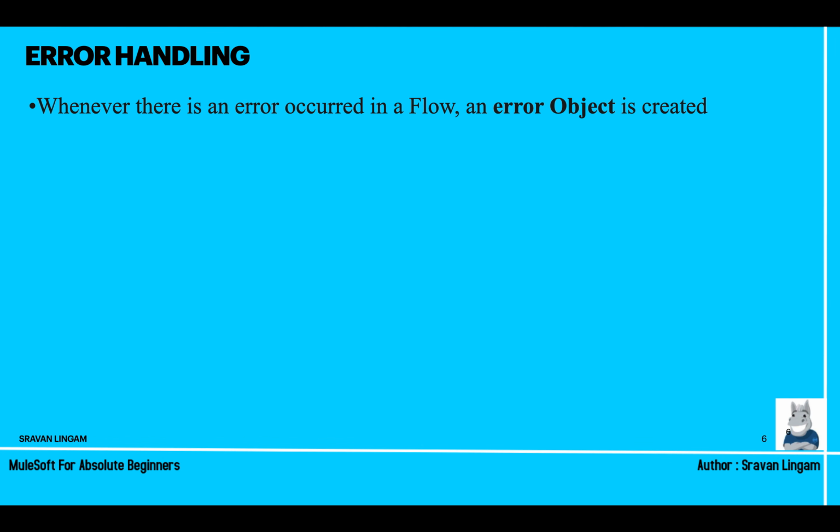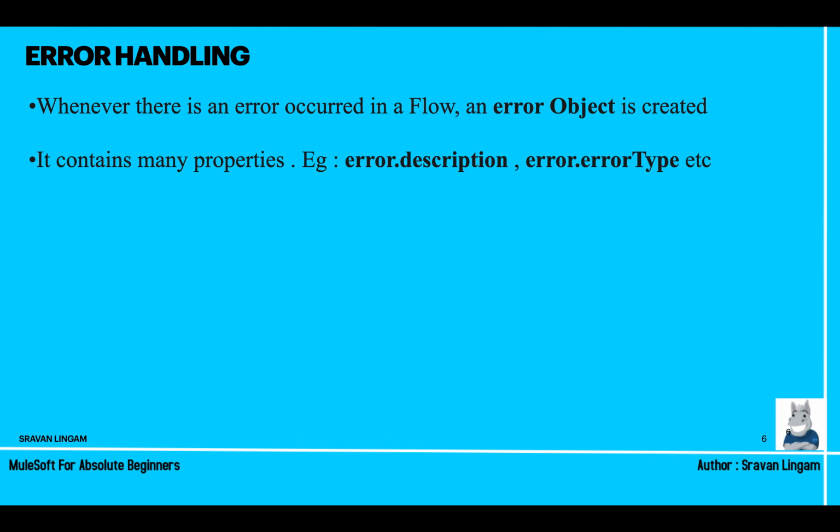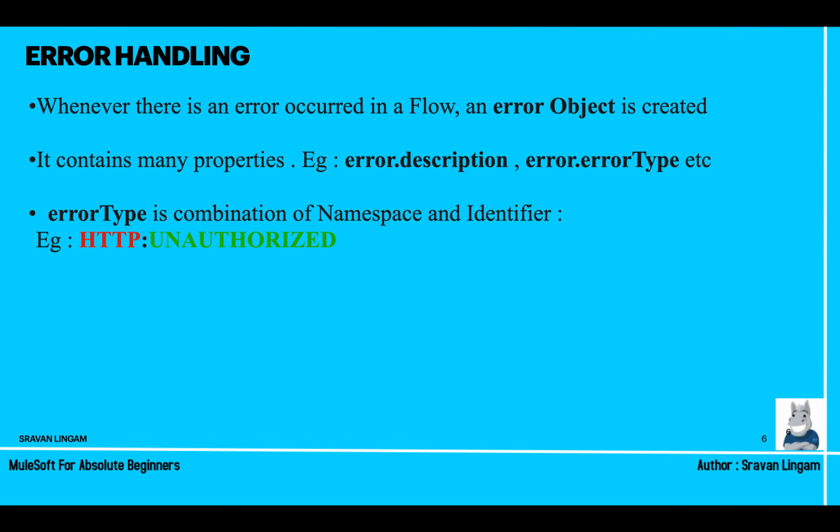Whenever an error occurs, an error object is created, and it contains many properties. For example, error.description, error.errorType, etc. I will show you this in real time. The whole object has many fields. One of them is description and the other one is error type. We have more. Now this point is very important.